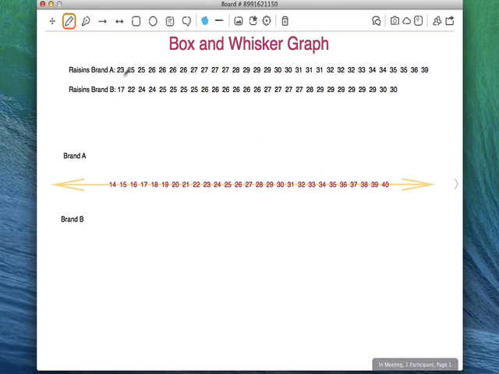So for brand A, there's 30 pieces of data. The middle is between the 15th and 16th piece of data. So if I count in, it turns out the middle is right here. That's an important piece of data for a Box and Whisker. It's the middle. We also use the range. This is for the whiskers.